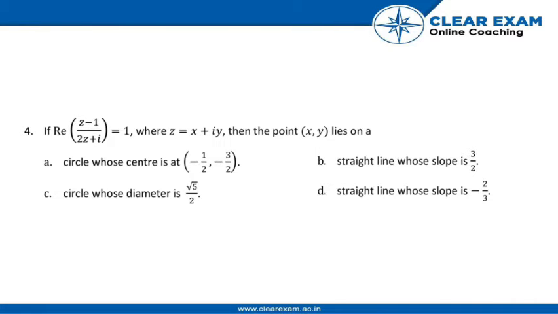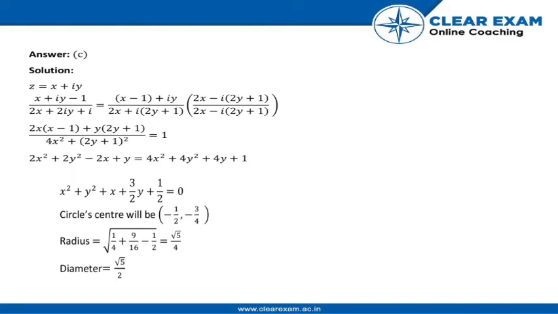So the question is, if Re of (z minus 1) upon (2z plus iota) is equal to 1, where z is equal to x plus iota y, then the point (x, y) lies on. So here we are given four options. To find out the right answer, we have to put the value of z into the equation.